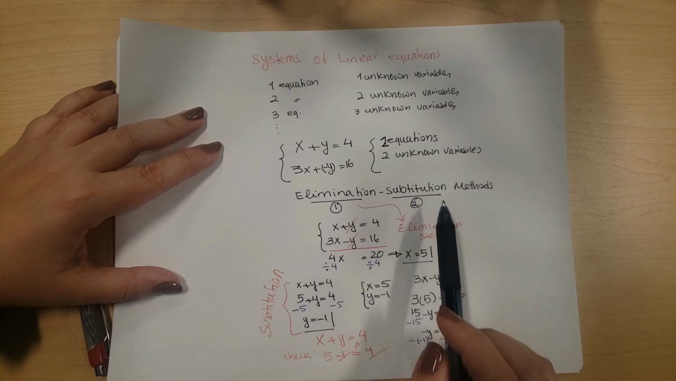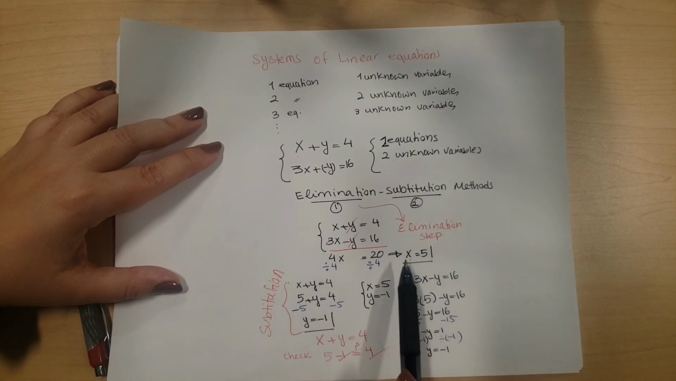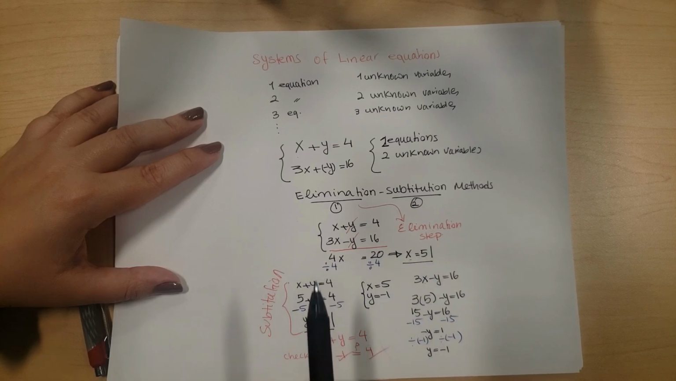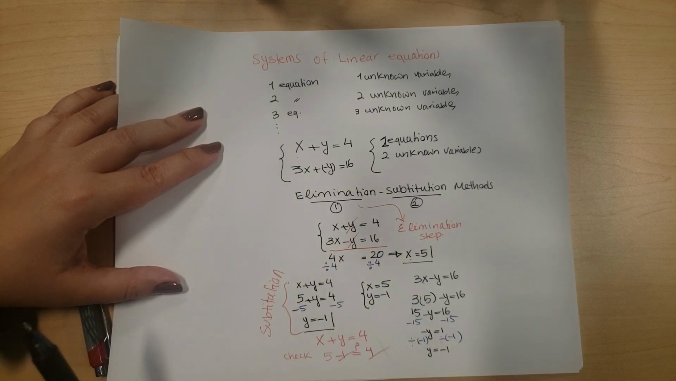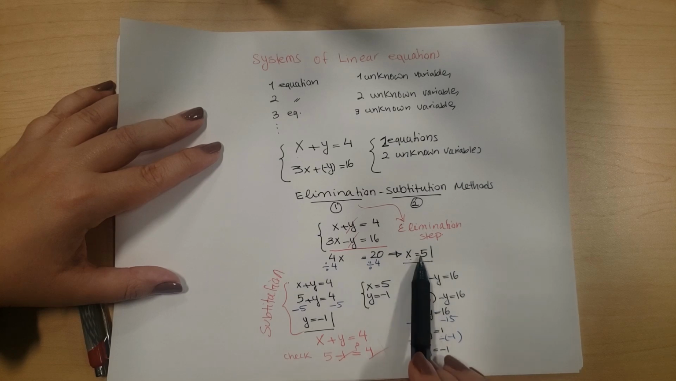Now the next step is substitution. What I'll do is substitute x as 5 and then find the value for the other variable. So here I could choose either of these equations, substitute the x as 5, and find the value for y.